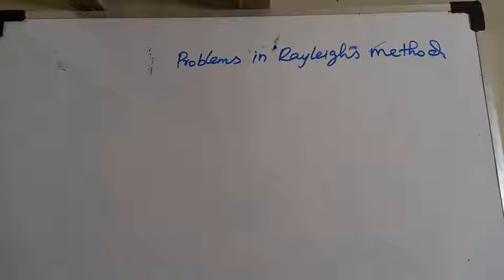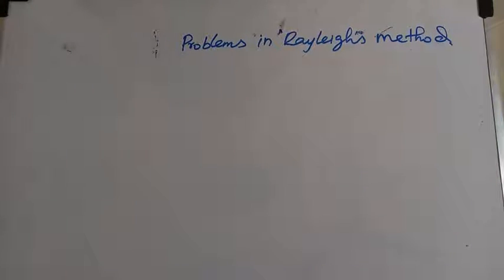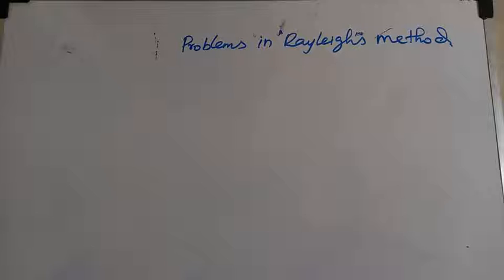Welcome students. In this module, we are going to discuss problems in Rayleigh's method. We know in model analysis, dimensional analysis, we have two methods. First one is Rayleigh's method, then second one is Buckingham's pi theorem. Out of this, Rayleigh's method is limited to up to three variables, but Buckingham pi theorem can be applied for more than three variables also. Okay, now let's discuss some problems in Rayleigh's method.